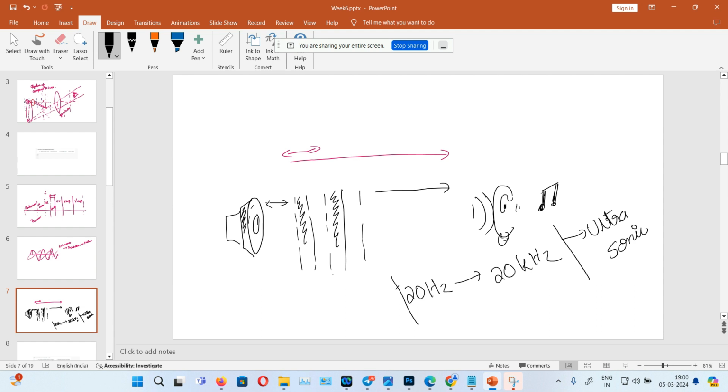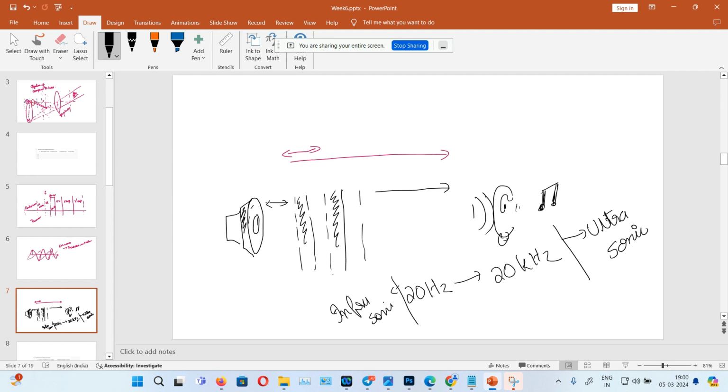And below this, what is it called? This is called infrasonic or infrasound, you can say. So infrasonic waves are waves which are below 20 hertz. We cannot detect them. And ultrasonic is the wave which is beyond 20 kilohertz. That also we cannot detect. But there are sound waves existing at that order, and they are useful for different purposes like ultrasonic imaging.